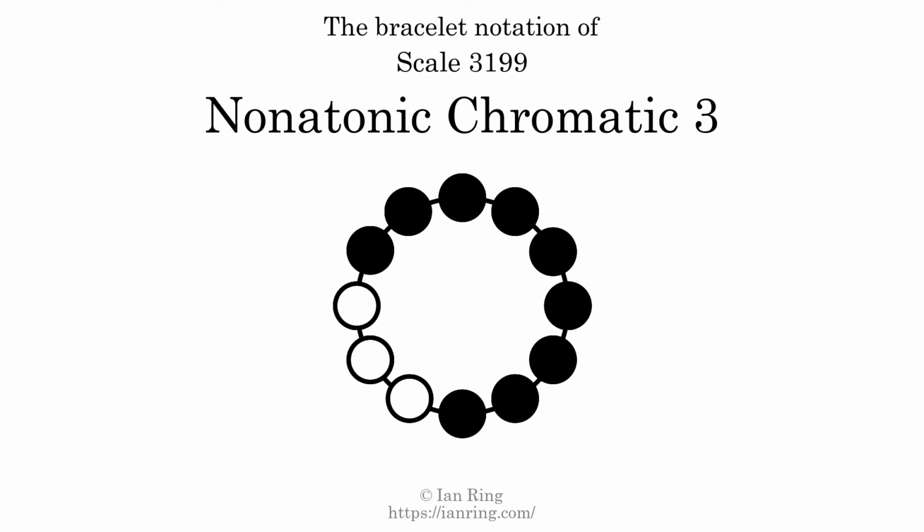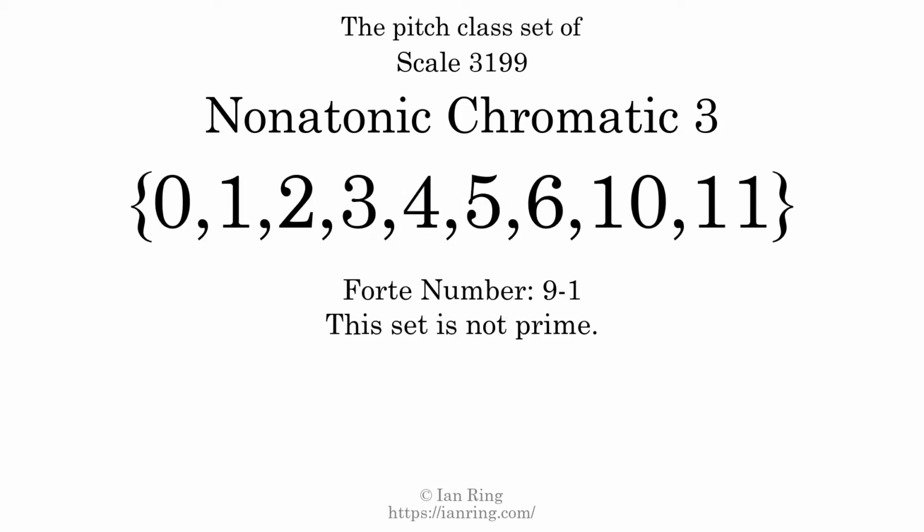This is a bracelet notation diagram of scale 3199. The shaded circles represent tones that appear in the scale, and they are read clockwise, starting at the top. The pitch class set for this scale is 0, 1, 2, 3, 4, 5, 6, 10, 11. The forte class is 9-1. This set is not prime.